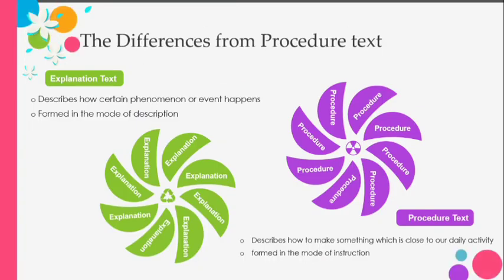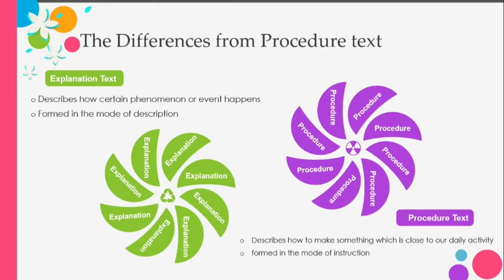Next, everyone, explanation and procedure text have similarities. They explain or give information to the reader about how and why something works or happens. But remember, explanation and procedure texts are different.